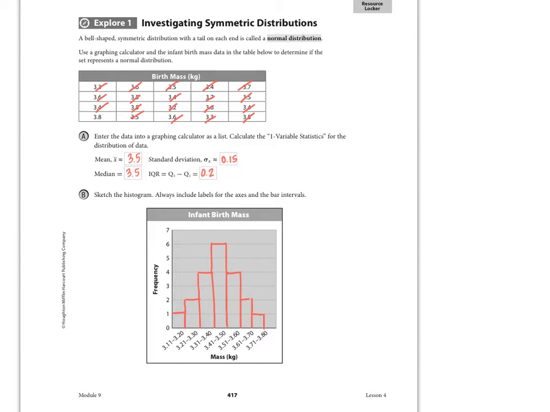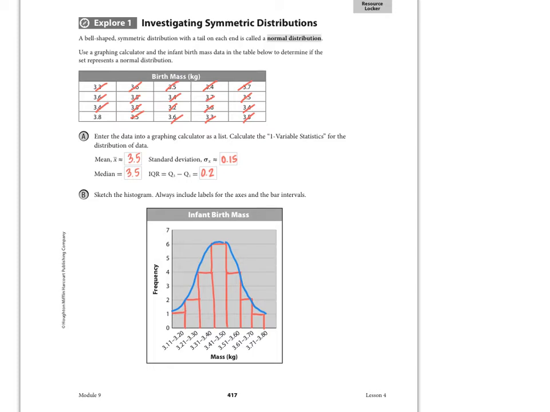Here's the histogram, and you'll notice that it is perfectly symmetric when we're talking about the shape. This is also called a normal distribution. When it is symmetric, it's going to have this shape that I'm drawing here in blue. As you're copying that, the frequencies you'll see are 1, 2, 4, 6, and then 4, 2, and 1.